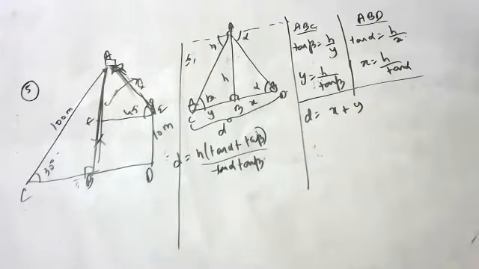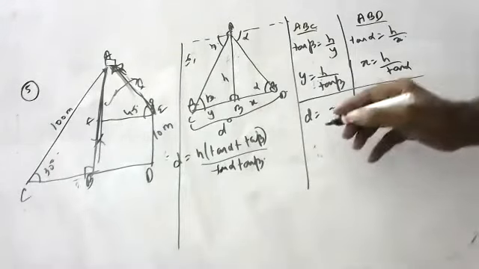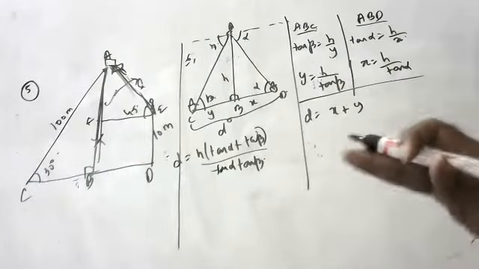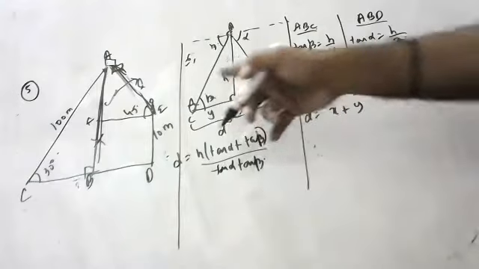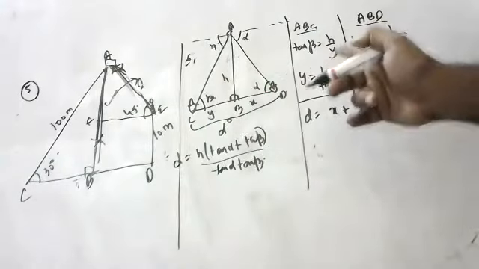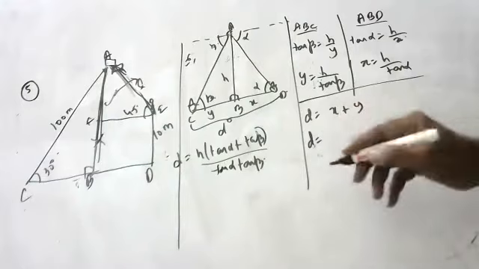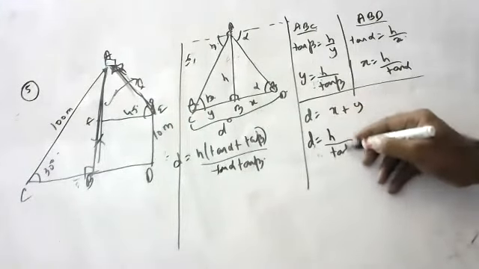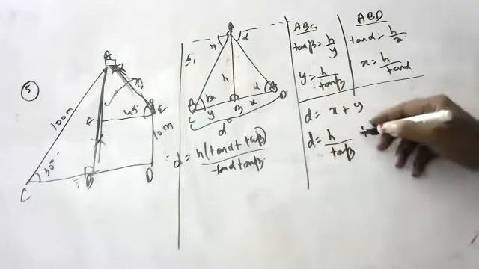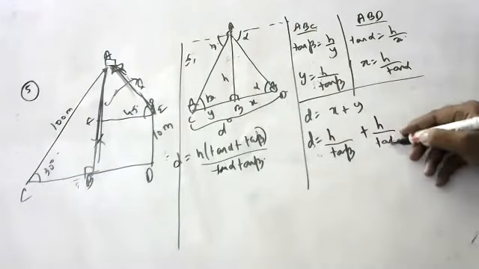Question: show that the distance between the ships is this. Children, see, I am doing like this. If the answer is not coming like this, then we consider both of them on one side, children. It's coming, sir. Okay. H by tan alpha plus h by tan beta.